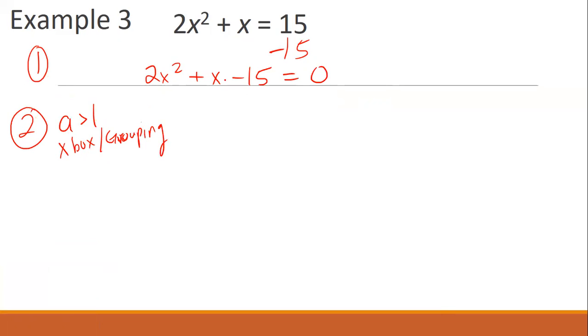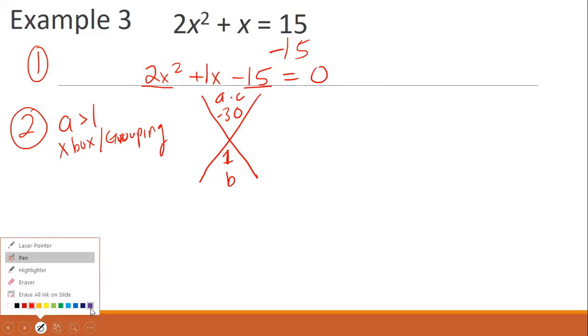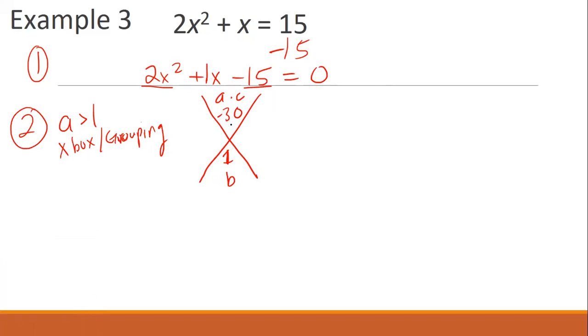I'm going to model it with Xbox, if that's okay. Remember for Xbox, you have an X, and the parts of the X are made up of your terms. So you have your a times your c. I have 2x squared times negative 15. What is that? Negative 30. My b term, what is my b term if nothing's there? Casper the Friendly 1. So I'm asking myself, what multiplies to give me negative 30, but adds to give me 1?